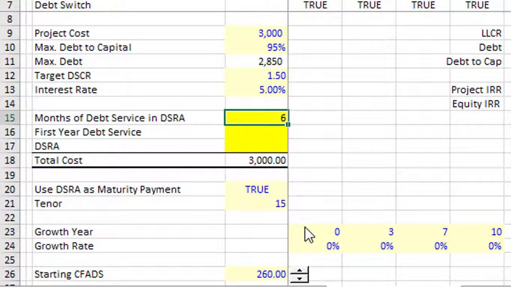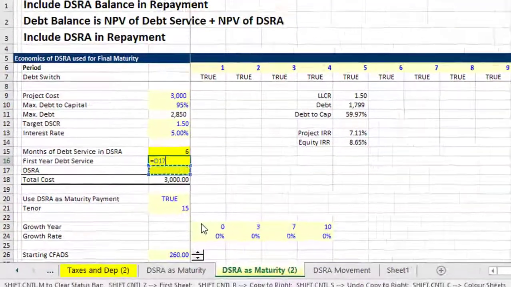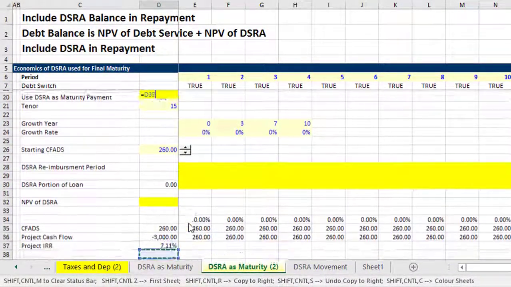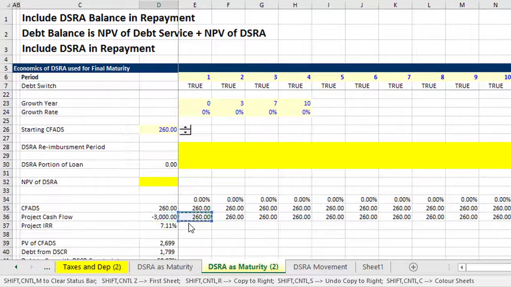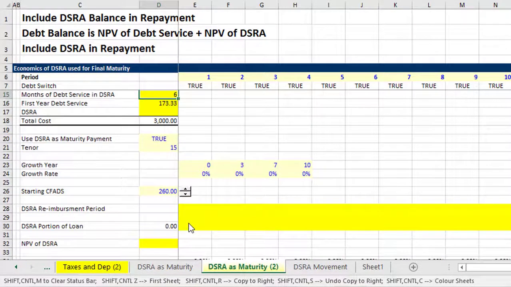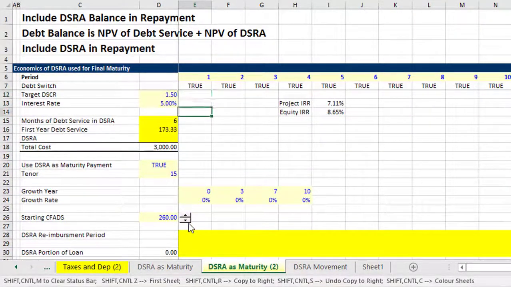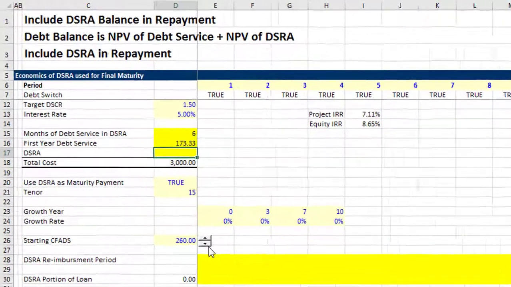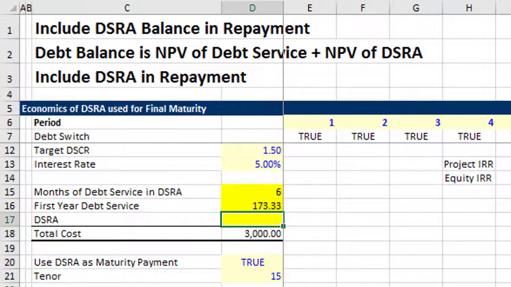So let's illustrate this. The first year debt service, I'm going to cheat and take our first year debt service here. And this is an annual example. So if this is an annual debt service, then we'll take this one and multiply it by the 6 divided by the 12. So that means we have an increase in the cost of our total project cost.